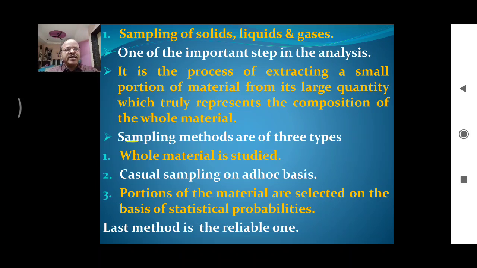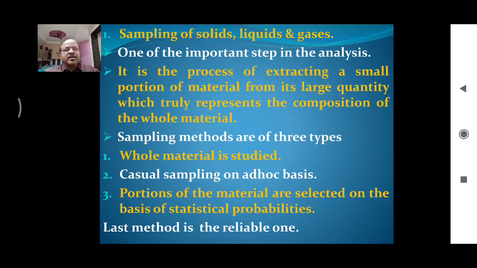Now sampling methods are of three types. The first method is that the whole material is studied. Whatever material we have, all that whole material is taken for study. This is a very tedious method, and it will require a large amount of chemicals and reagents. So if we want to use a particular material on a large scale in industries, in that case it is not affordable. So the whole material we cannot analyze, and this is not a good method.